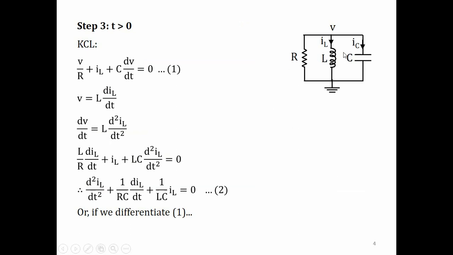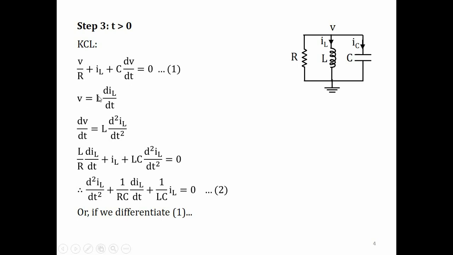So we write equations. This circuit has only one voltage, and the other node is ground. So the best thing to do is to write a KCL at that node. We said the resistor current plus the inductor current plus the capacitor current is 0. Resistor current is V by R. The capacitor current is C dV dt. IL, we want to write IL in terms of V, right? That is nodal analysis.